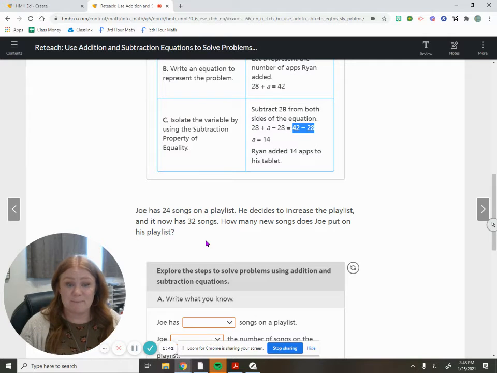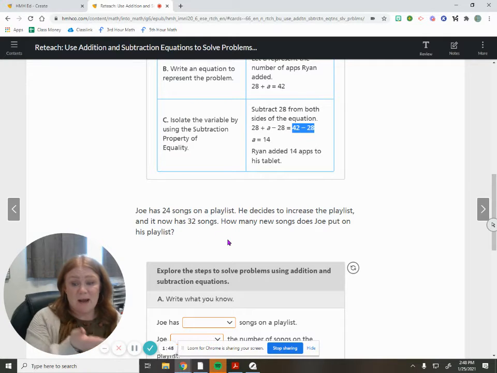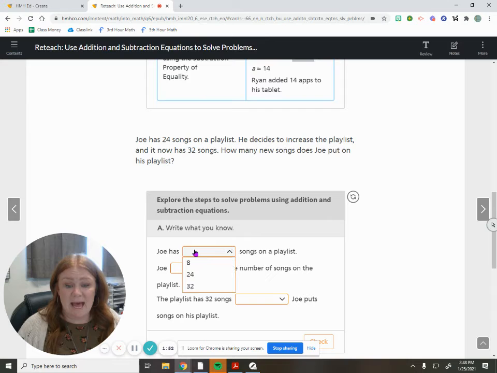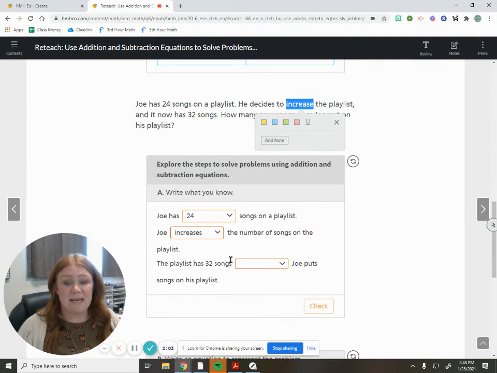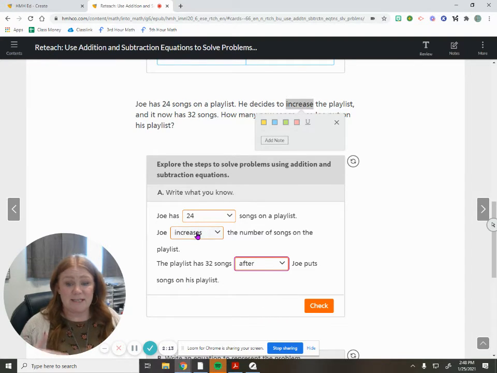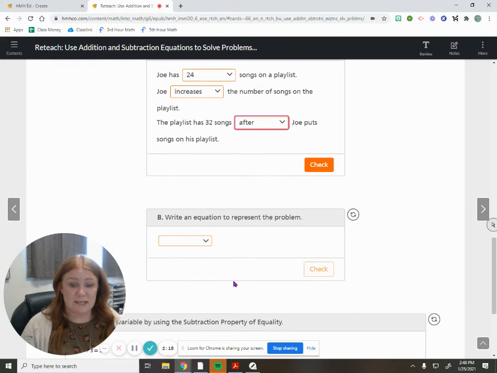Here we have Joe has 24 songs on his playlist. That's what he started with. And he wanted to increase, and now it has 32. So he had 24. He added some songs. Now it has 32. Joe increased, right? He wanted to add the songs. Now the playlist has 32 songs after Joe put songs on his playlist. So he had 24, he increased, now he has 32 on his playlist.